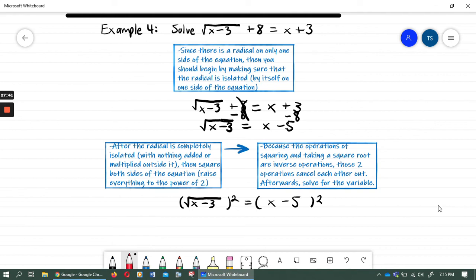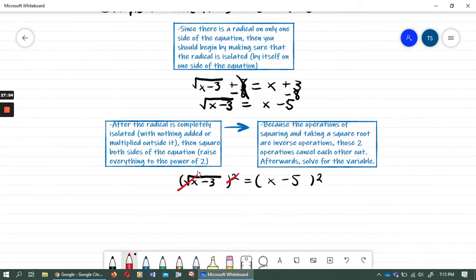All right, so again, folks, we know that when we do those two operations together, that square root with the square, and we don't really have time to talk about how that is a composition of functions. But anyway, when we do those two functions together like that, because they're inverse operations, they will cancel each other out. And on the left side here, we've got left x minus 3. On the right side of the equation, we've got x minus 5 squared.